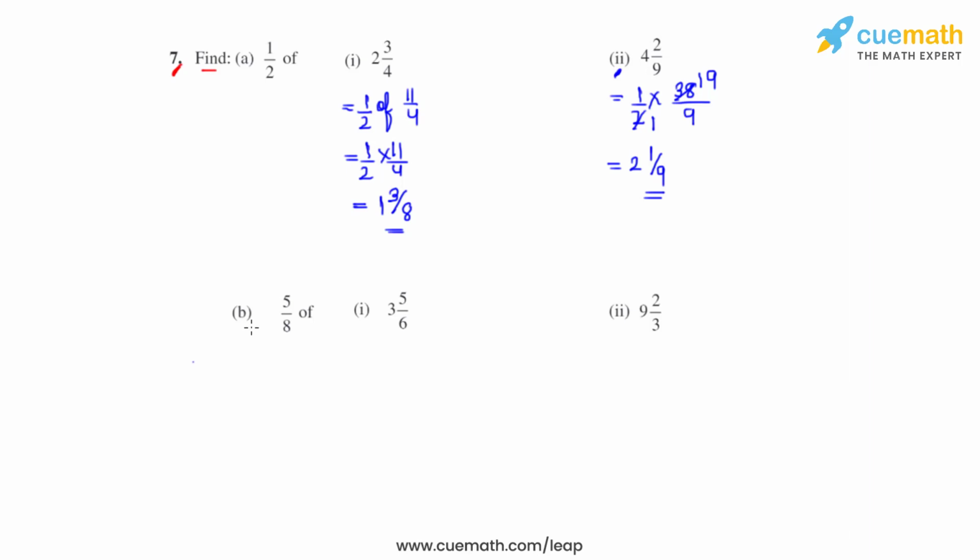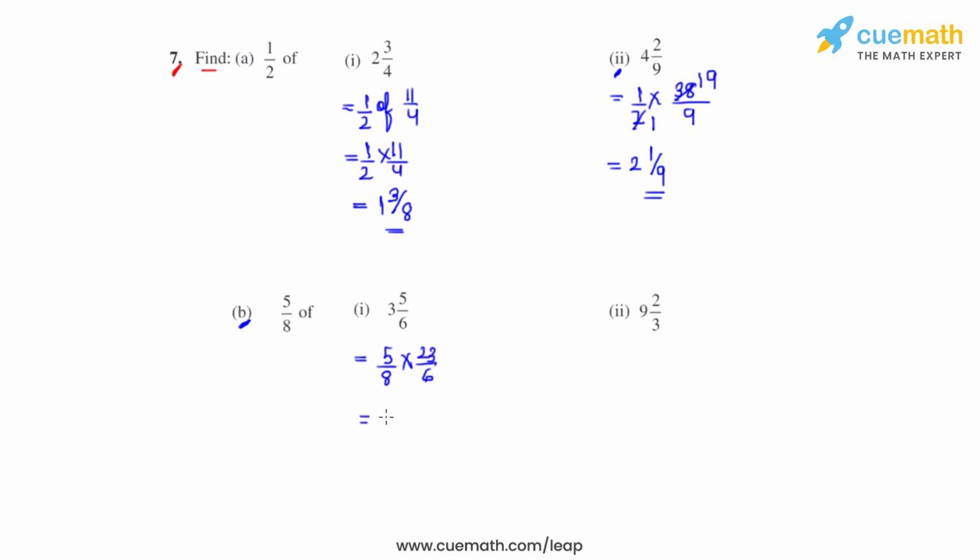Now similarly doing part B, which says 5 over 8 of 3 5 over 6, we'll write it as 5 over 8, "of" is replaced with a multiplication sign. We convert this mixed fraction into an improper fraction. So 6 times 3 is 18, 18 plus 5 gives us 23. So 23 over 6.